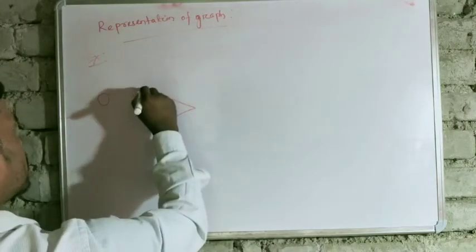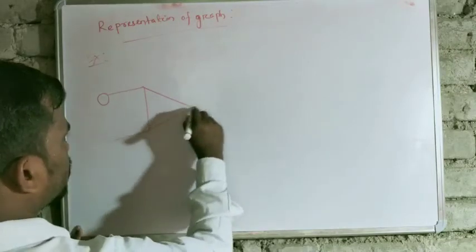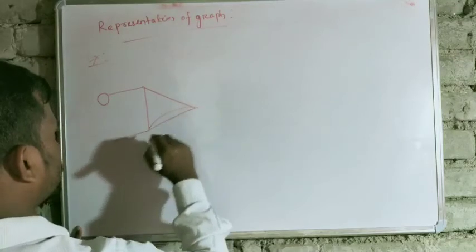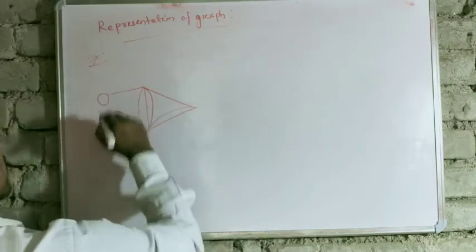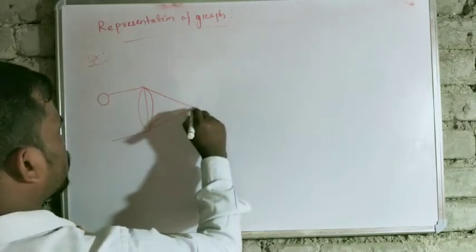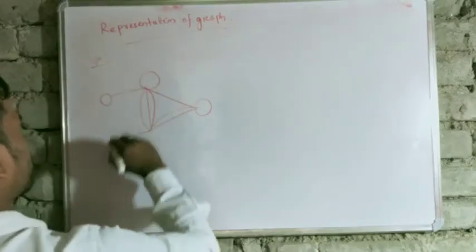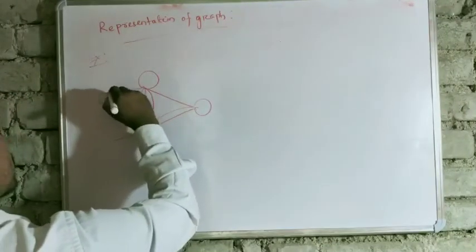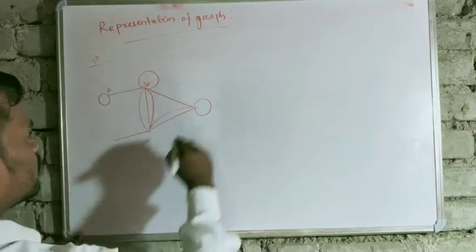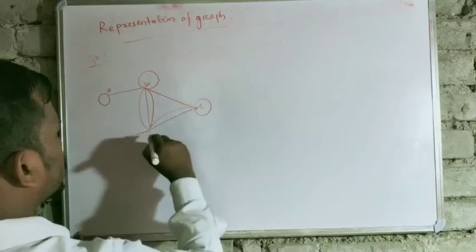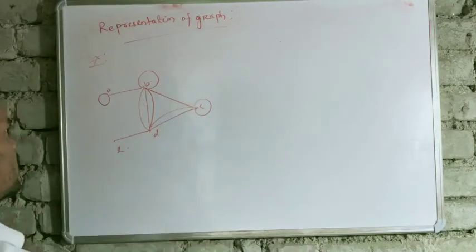Pseudo graph means just multi edges are there and loops are there. Make another loop here. Also make another loop here. Now give the points. Vertices. This is A. This is vertex B. This is vertex C. This is your D. This is your E. So 5 vertices are there.